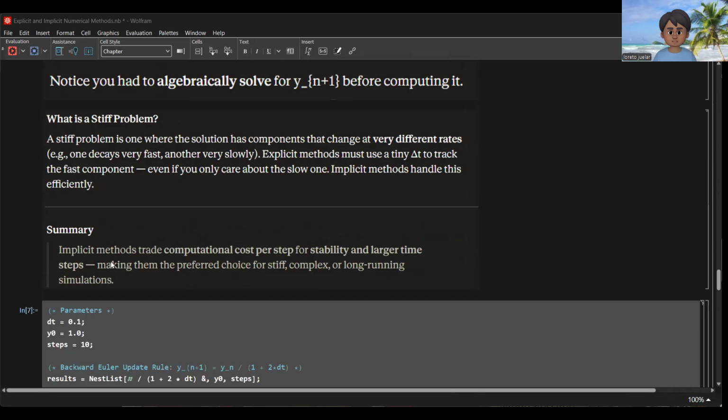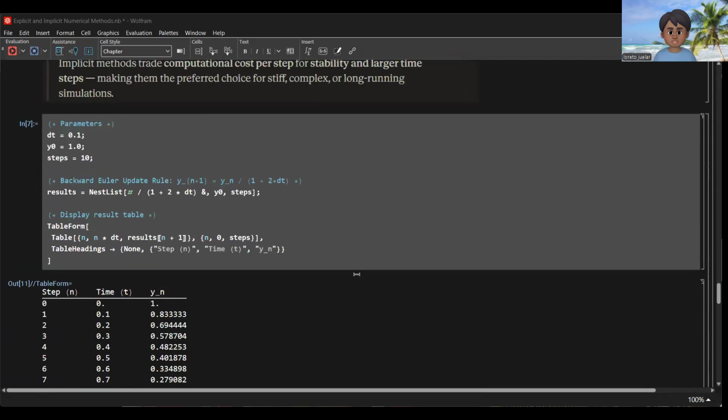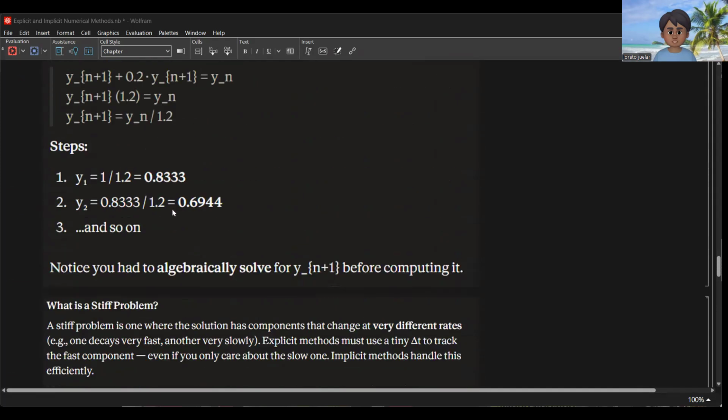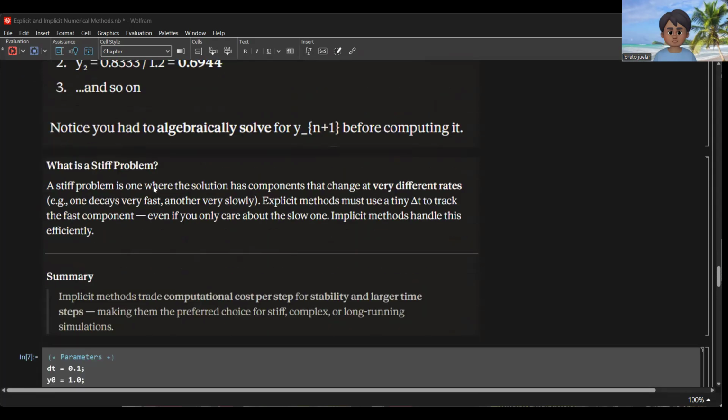So we have the implicit method here for our summary. Implicit methods trade computational cost per step for stability and larger time steps, making them the preferred choice for stiff, complex and long-running simulations. So we have an example here. This is for the backward Euler update. So here we have to continue this process up to 11 points.